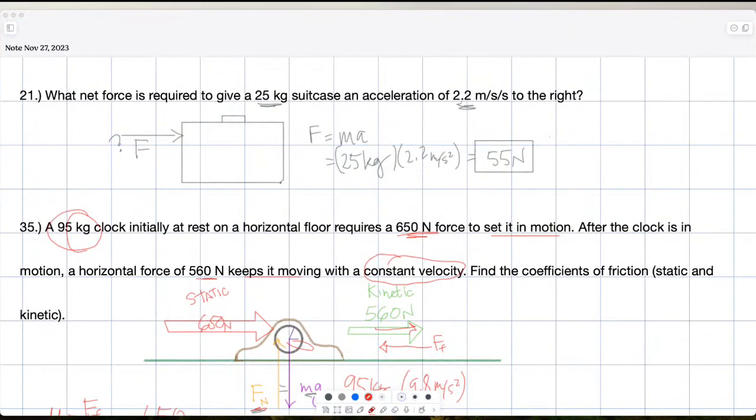Let me check something here real quick. Are we getting anything? All right. Yeah, let's try that a little better.